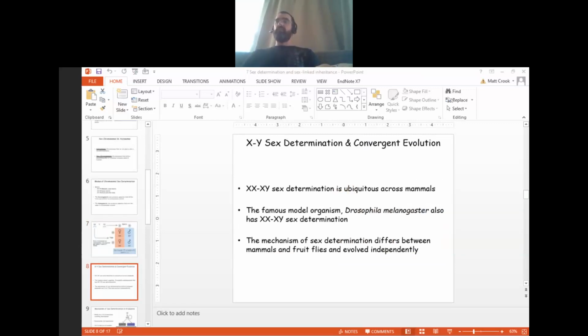However, right, even within a particular type of chromosomal sex determination, there are different mechanisms for determining sex, right? So both mammals and Drosophila insects have an XX/XY sex determination mechanism. But the actual molecular cause of that, or what underlies that, is very, very different.